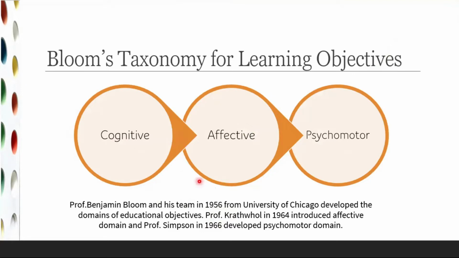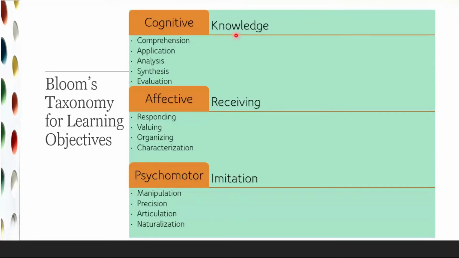Cognitive is mainly about gathering knowledge, comprehension, application, analysis, synthesis, and evaluation. Whereas affective is an inclination towards receiving the information, responding, valuing the concept, organizing, and characterization. Psychomotor aspect is about imitation, precision, articulation, naturalization, and so on.